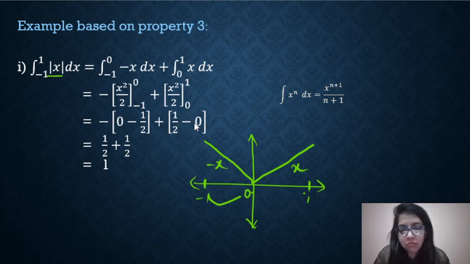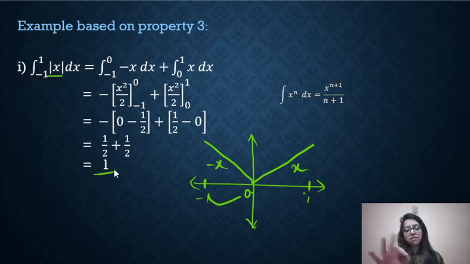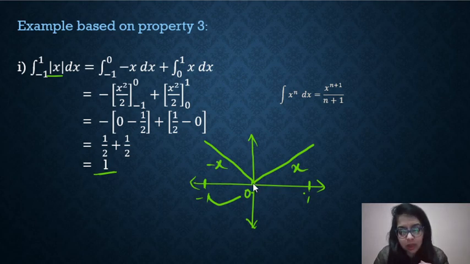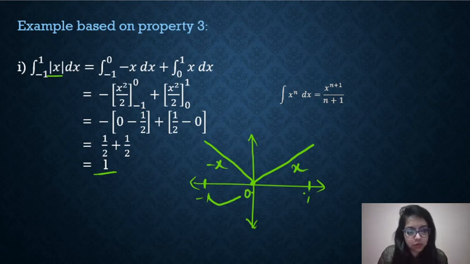Plus 1 by 2 minus 0, so that will give you 1 by 2 plus 1 by 2, which is equal to 1, and this is your simple answer. Okay, that's it, very simple. And as you can see, the graph breaks over here, so a very simple question to solve, a very simple example to understand. Okay, so let's proceed further.